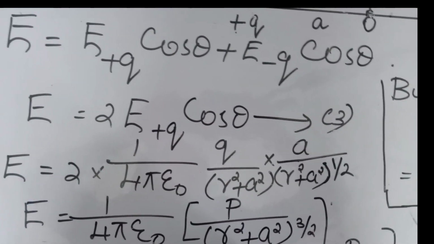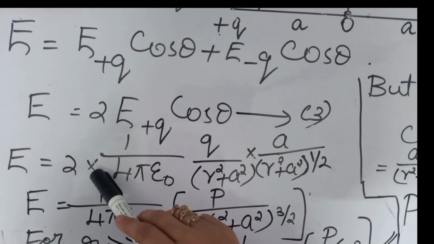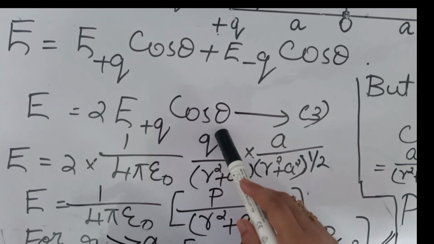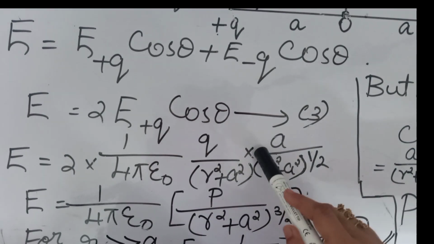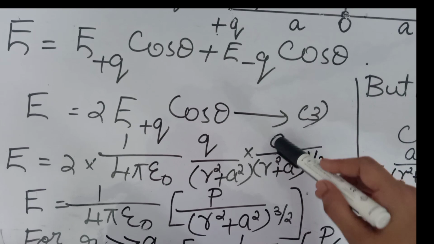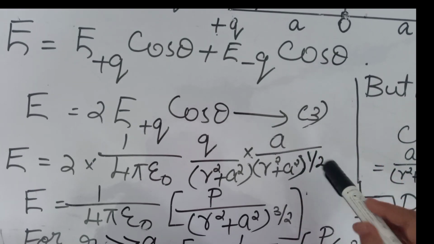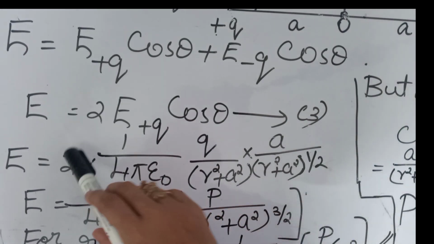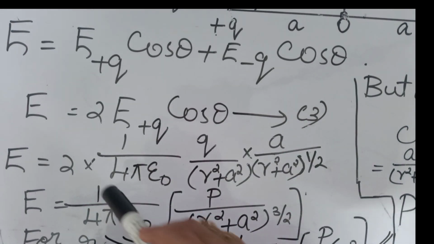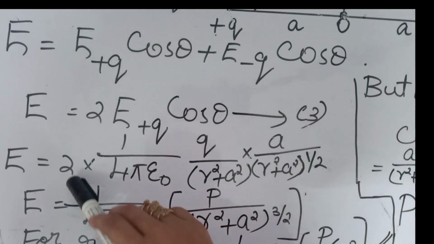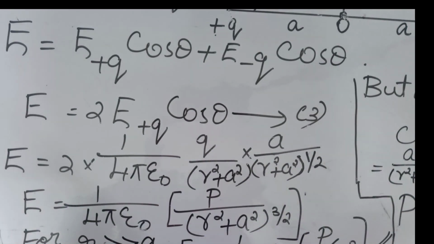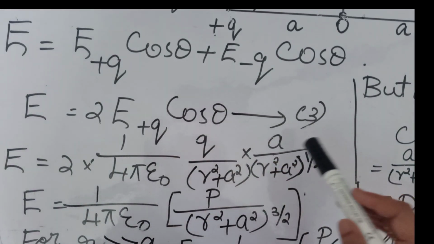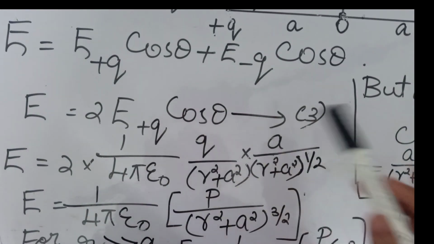So what we are getting is 2 into E plus Q, that is 1 by 4 pi epsilon 0 Q by R square plus A square, into cos theta, that is A by R square plus A square whole raised to 1 by 2. Now we can give some substitutions. Here we have 2QA. What is that? 2Q into A, or 2AQ, that is equal to the dipole moment. Okay, so we can write P is equal to 2AQ. So instead of 2AQ we can substitute P.